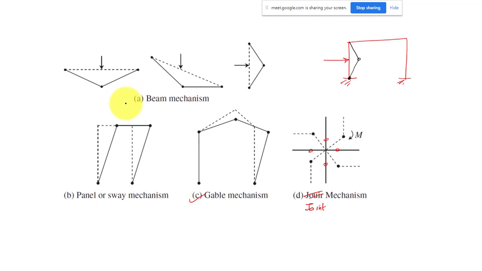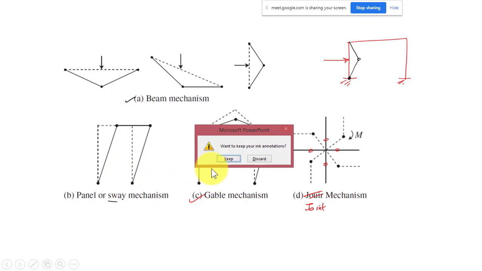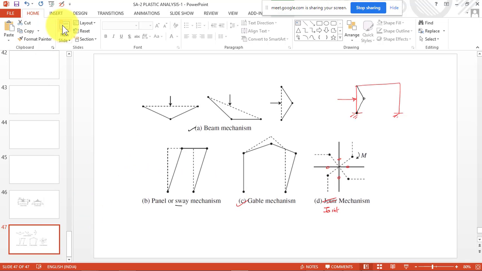So these are the different mechanisms. One is called beam mechanism, second is sway mechanism, third is gable mechanism, and another is joint mechanism. These are independent mechanisms. Beam mechanism happens only for each span that is a beam. Sway mechanism happens due to horizontal, lateral load. Joint mechanism happens only at the joint. We can also have another one called combined mechanism. The beam mechanism and the sway mechanism can happen together. That case also we have to check.